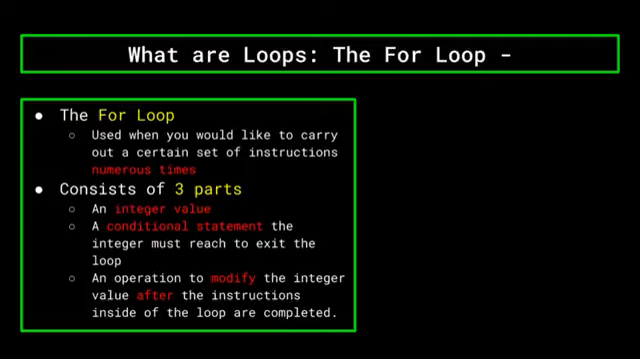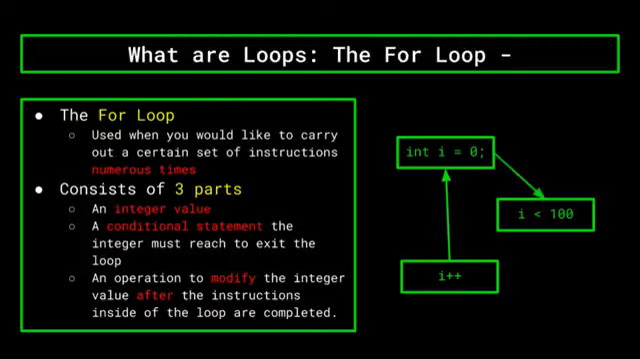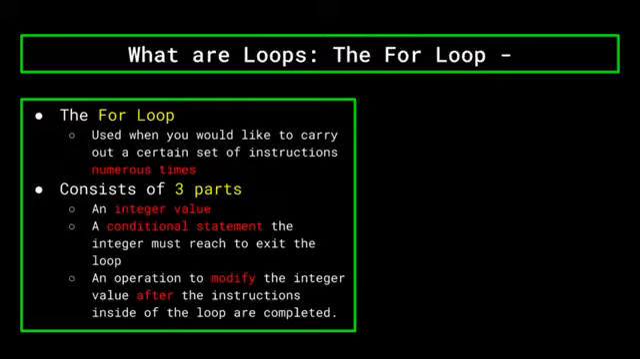The syntax for a for loop varies depending on the language, however it usually consists of 3 parts: an integer value, a condition which the integer value must meet in order to exit the loop, and an operation to modify the integer value after the instructions inside of the loop are completed. Each time the for loop runs, the operation you set will be performed on the integer, and as long as that integer still meets the condition you set, usually being greater than or less than a constant value, the for loop will continue to run. Eventually, when the integer has been modified by either increasing or decreasing it to the point where it no longer meets the condition, the for loop will terminate and the code will continue to run.